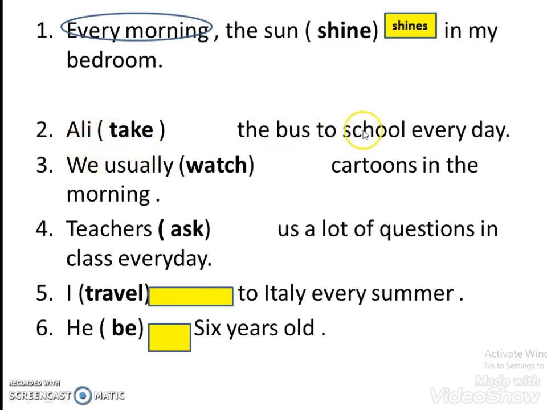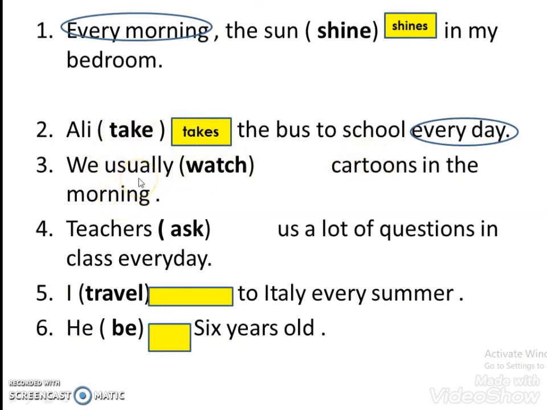Ali take the bus to school every day. Where is the action verb in this sentence? Take. And where is the time expression? Every day. Now we have a singular noun. Ali is a singular noun, one person. So what should we do for the action verb take? We should add only an s. Takes. Ali takes the bus to school every day.